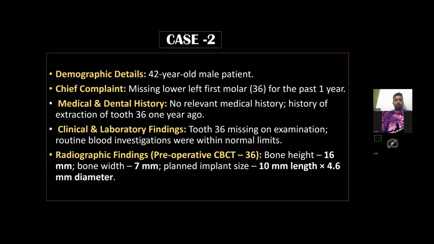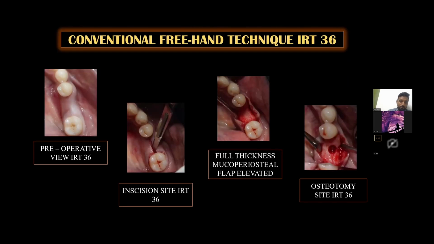This is case 2, a 46-year-old male with the missing lower left first molar, 3/6, and no medical history. On CBCT, the bone height was around 10 millimeter, and the bone width was 7 millimeter. So an implant size of 4.6 was planned.